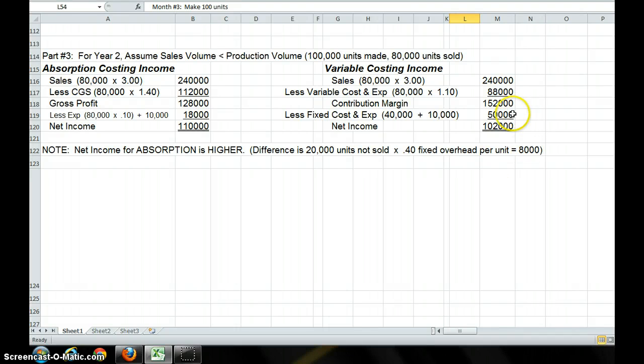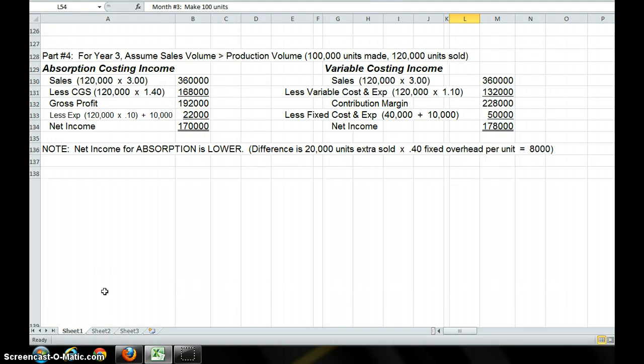The whole $50,000 fixed overhead under variable costing got deducted out in the current period. This one got postponed. There is $8,000 fixed overhead that is not inside this number. It's in an asset account on the balance sheet. So their income is $8,000 higher. For year number 3, let's see what happens.